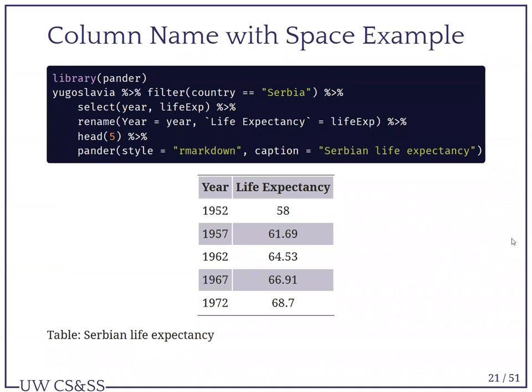An example, so I'll load the pander library, we'll take the Yugoslavia data and then filter just to Serbia, and then select year and life expectancy, and then rename them: Year with a capital Y and Life Expectancy with a space. And note they're between backticks. Again, that's the key above tab and below escape. And then take the first 5 rows and then throw it in a pander. And so now we have this nice little Life Expectancy title instead of lifeExp or life expectancy with a dot or an underscore in between.